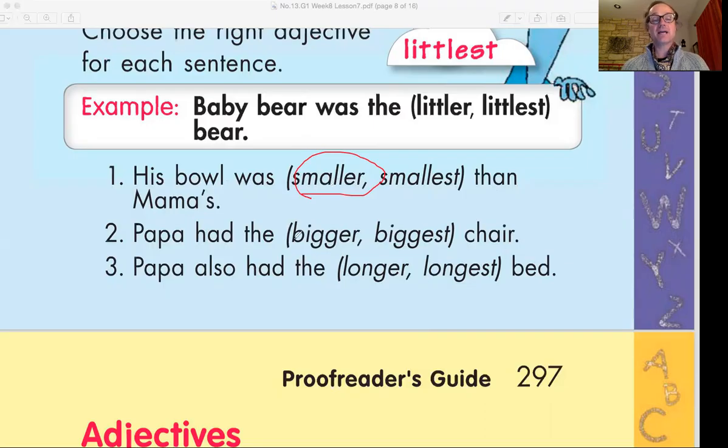Papa has the bigger chair? Papa has the biggest chair? Well, there are 3 or more chairs. There's the babies, the mothers, and the fathers, and maybe some more. So Papa has the biggest chair because there are 3 or more. And then number 3, Papa also had the longest bed or the longer bed? Well, because there are probably 3 beds, he has the longest bed.